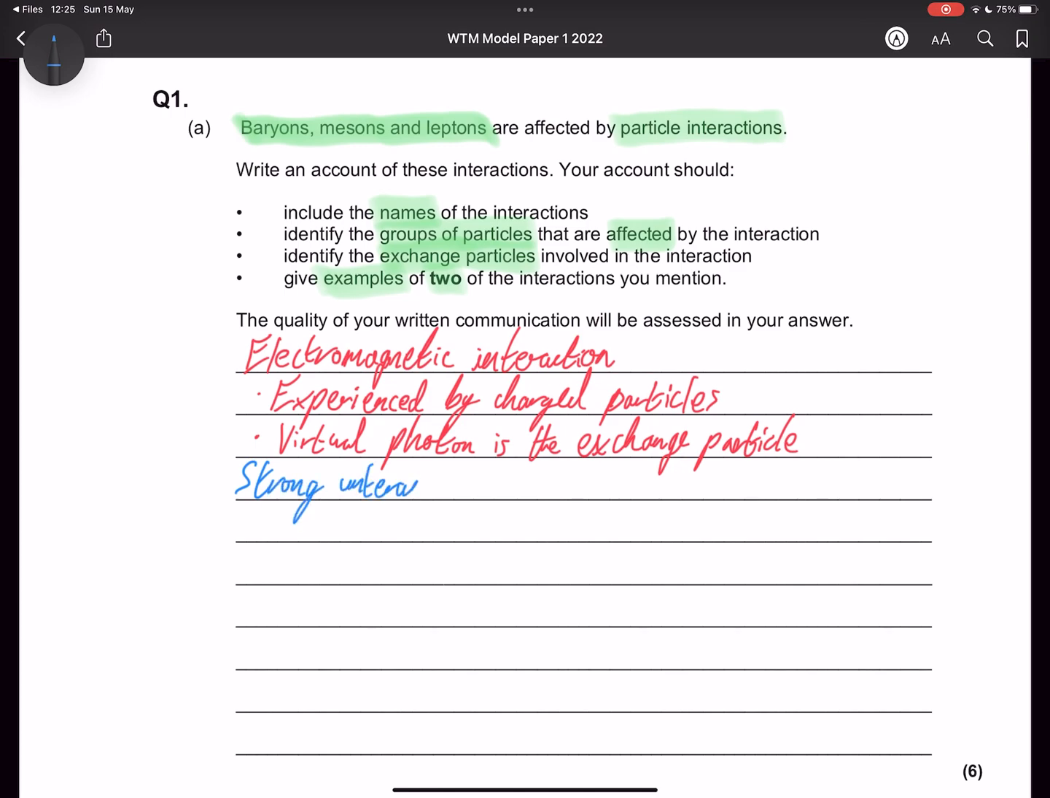So moving on to the strong interaction, this one is specifically in its definition linked to hadrons. So we need to state hadrons. Now, as hadron is not mentioned in the top list there with baryons, mesons and leptons, I would put in brackets what a hadron is, so baryons and mesons. This way we're linking it to the start of the question, whilst also maintaining that definition of what a hadron is, a particle affected by the strong interaction. The exchange particle is fairly easy to remember here. It's the gluon, because it's holding things together in the nucleus.